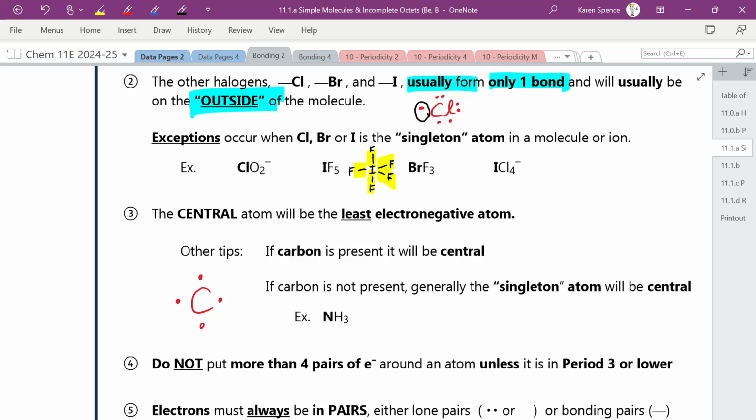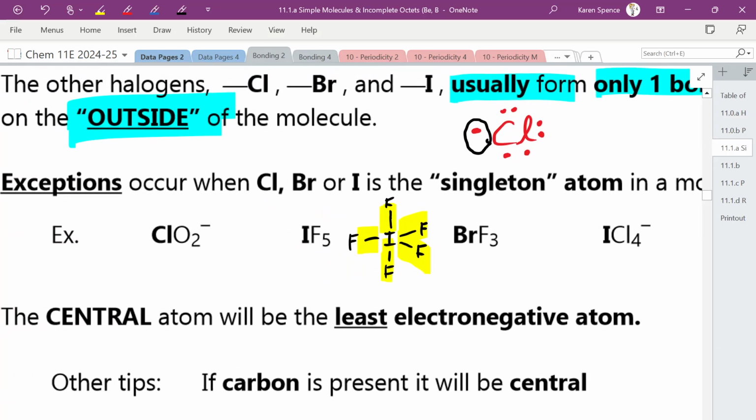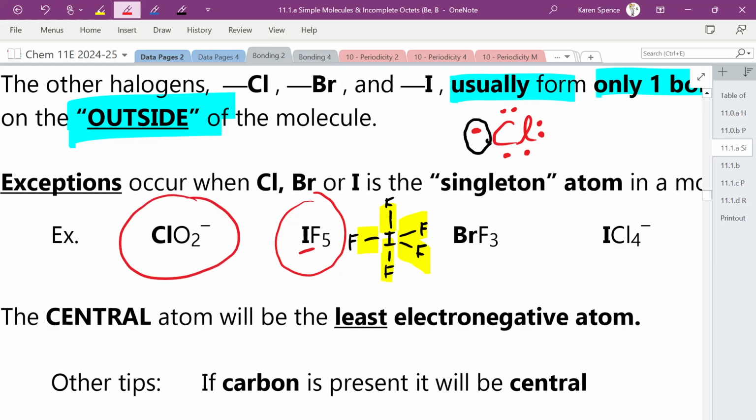So if you don't remember which one's more or least electronegative, look at this. Who would go in the center here? The I. Who would go in the center here? The Cl, and Cl is less electronegative than oxygen. Who would go in the center here? Br would go in the center, and bromine is less electronegative than fluorine.